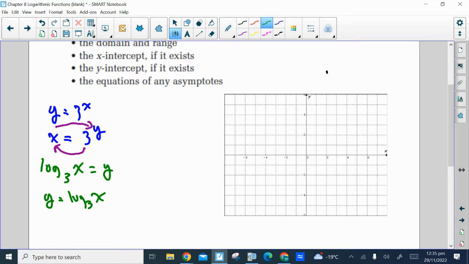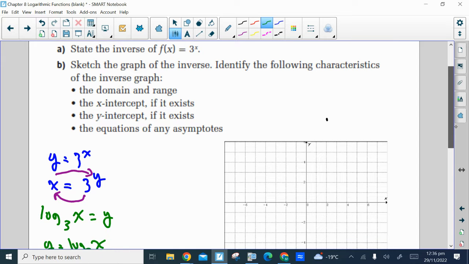That equation is the same equation as x equals 3 to the y. It's just in a different form. X equals 3 to the y is an exponential function. You can change every exponential function into a logarithm. And that's what we did. And so now we have y by itself. Y equals log base 3 of x.